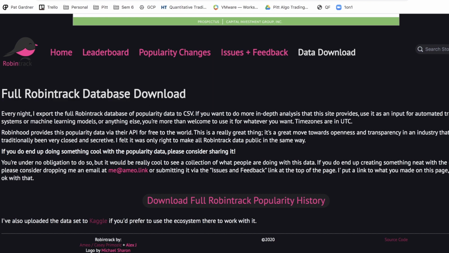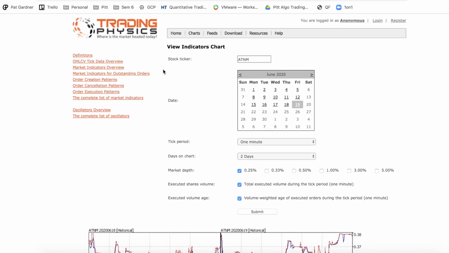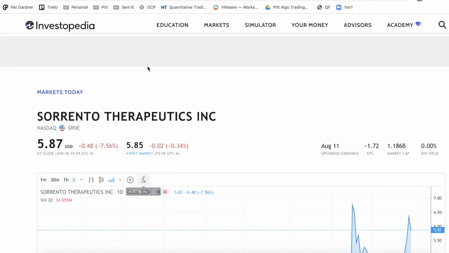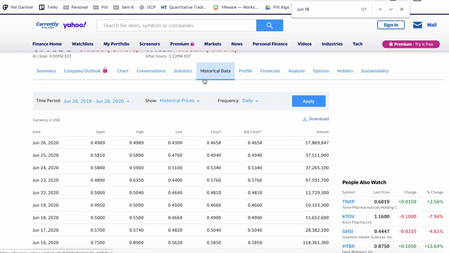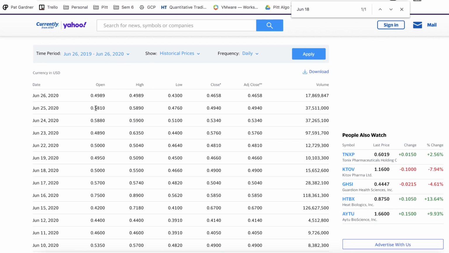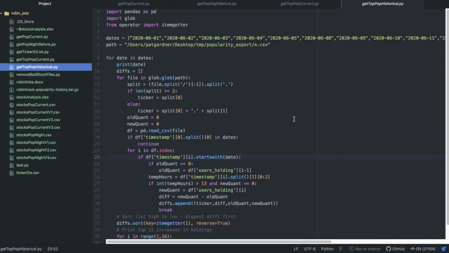I did use this full RobinTrack database download to do the prior analysis because it basically logs in a lot of CSVs the data for all the different stocks. So I could run my algorithm on historical data to see how it performed and see what modifications I needed to make in order to produce a sound initial strategy. Next, I used tradingphysics.org as well as Investopedia to gather quotes historically for different stocks. And then I also used Yahoo Finance to gather previous opens and closes for stocks, as you will see later in the analysis. All of the code will be linked on a GitHub page in the description, so I'll just briefly go through it.